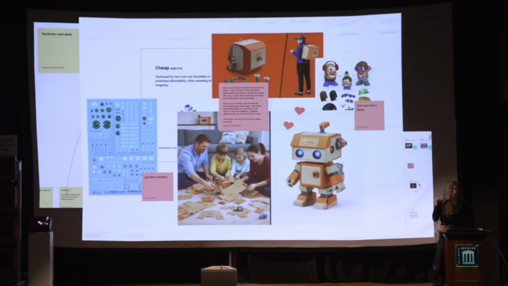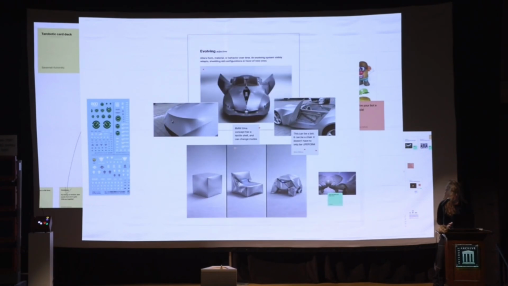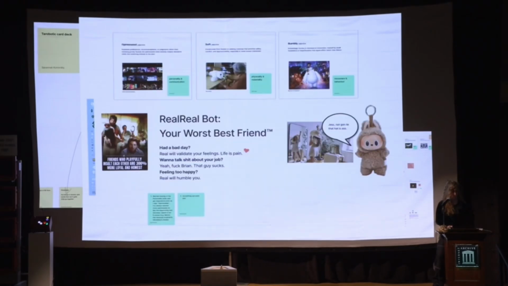Someone pulled just one card from the dictionary and designed around just that, just a really, really cheap robot. Or a robot designed solely around its capacity for evolution. And someone else pulled a card from each category and made Real Bot, your worst best friend, who was designed to be opinionated, soft, and bubbly.